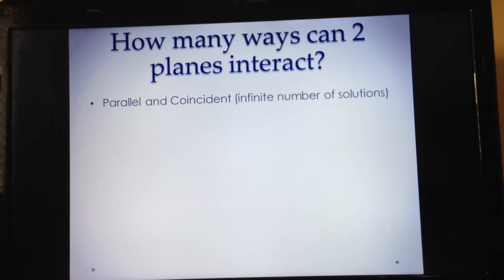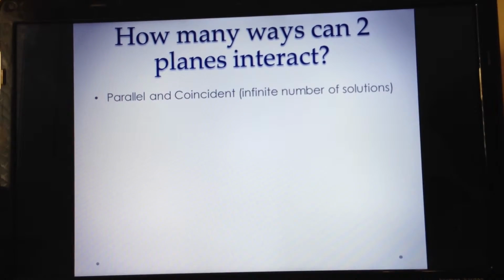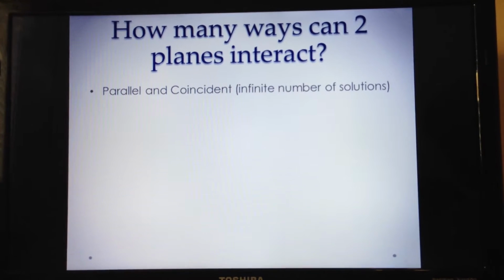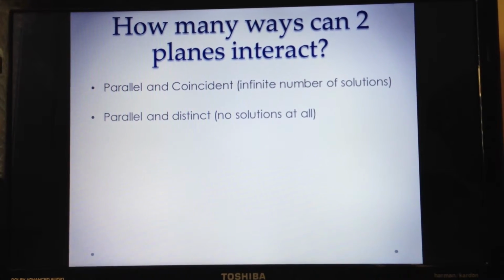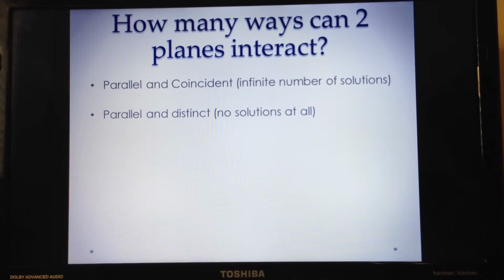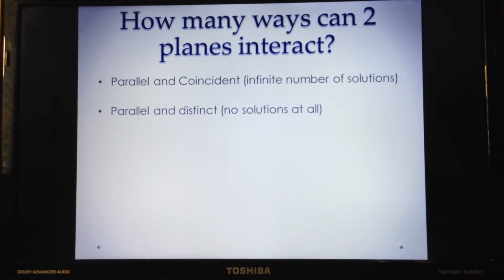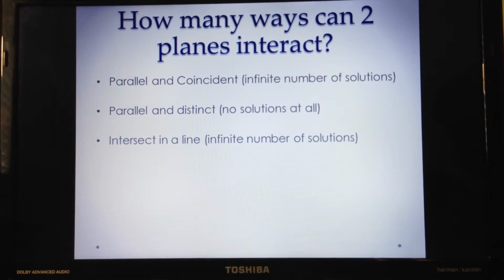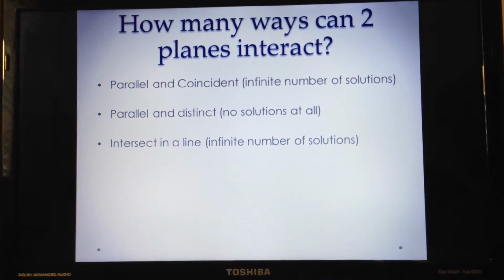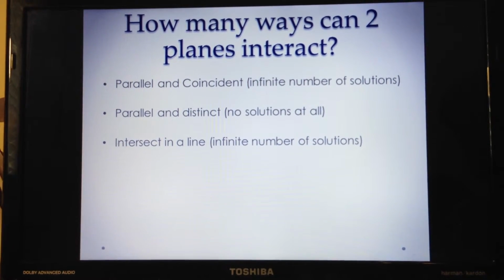Planes can interact by being parallel and coincident, so basically an infinite number of solutions. Parallel and distinct, basically no solutions at all. They don't interact at all. And finally, intersect at a line. So they intersect at a straight line with an infinite amount of solutions.